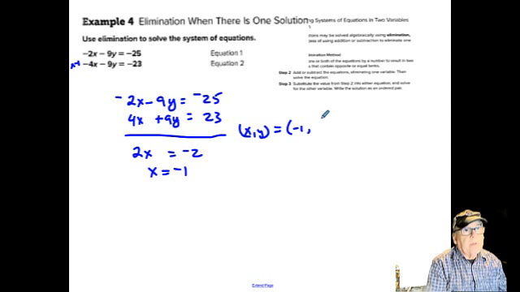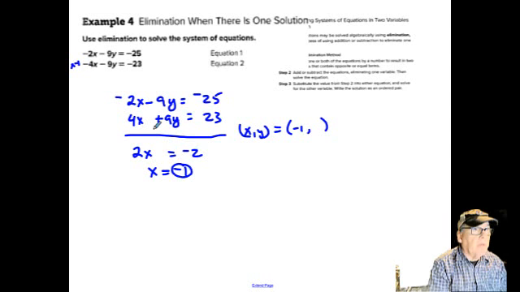Now we have to find out what y is. We're going to take this negative 1 and go back to one of our two original equations. So I would go back to my first equation, which wasn't changed. It would work just as well if I went to this one, but it's best practice to always go to one of your original equations when you substitute back in. So if I go back up here, let's do it with the second one.